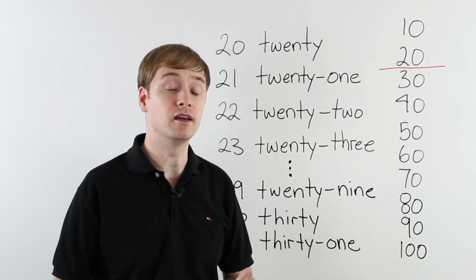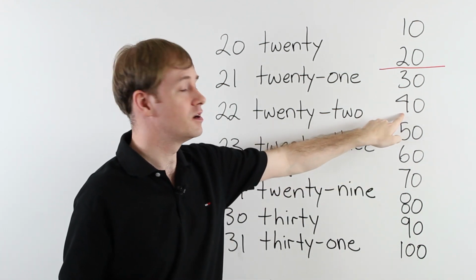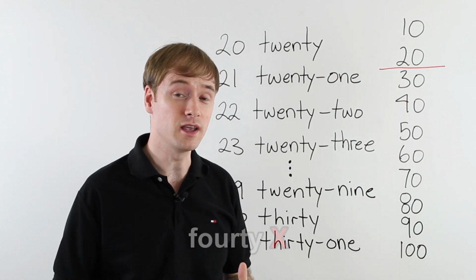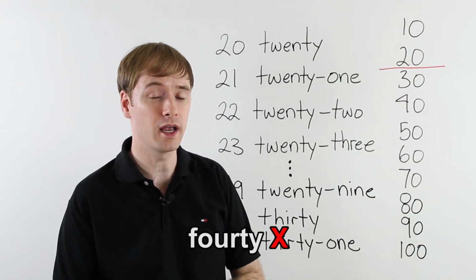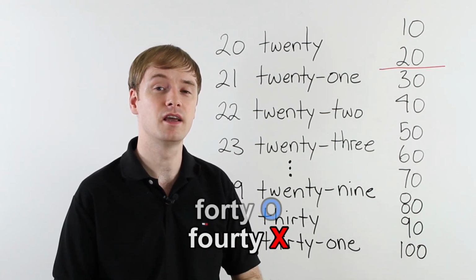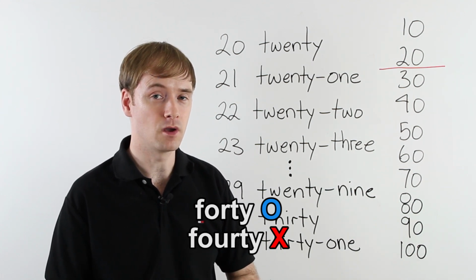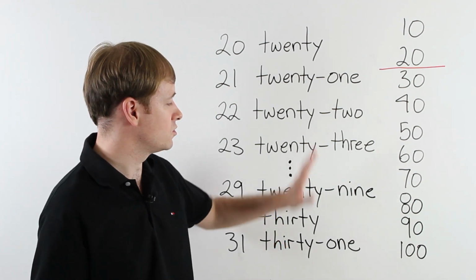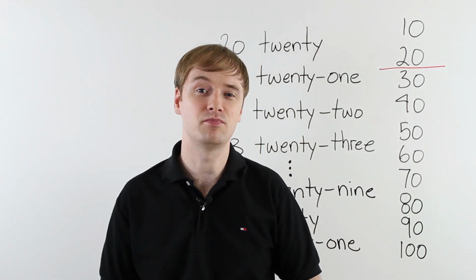Now, the spelling of 40, a lot of my students see the 4. So when they spell 40, they spell it F-O-U-R-T-Y. This is wrong, okay? You have to spell it F-O-R-T-Y. That's 40. All right? So that's the numbers from 20 to 100. Let's do some extra pronunciation practice right now.